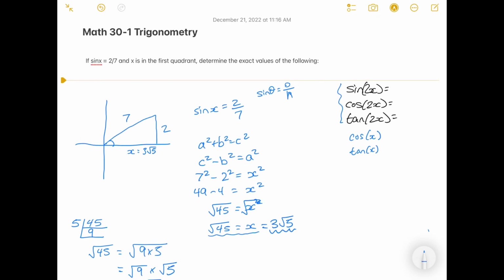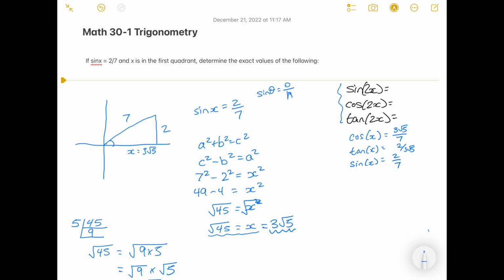So if I just fill in the cos and the tan, even though I wasn't asked to do those ones, well, sine we know is 2 over 7. That was given to us. Cos would be adjacent over hypotenuse, so that is 3 root 5 over 7. And tan, opposite over adjacent, would be 2 over 3 root 5. And yes, we'd probably want to rationalize that denominator, but I will leave it like this for now.